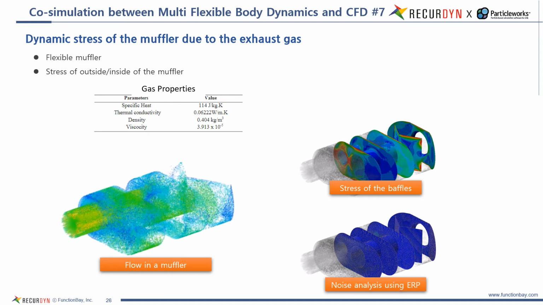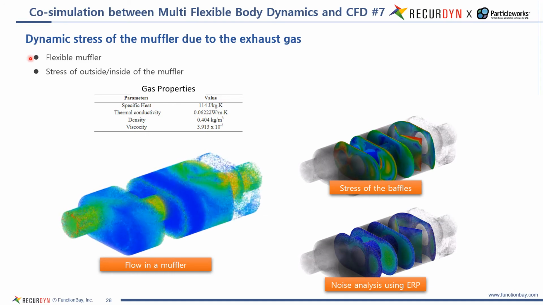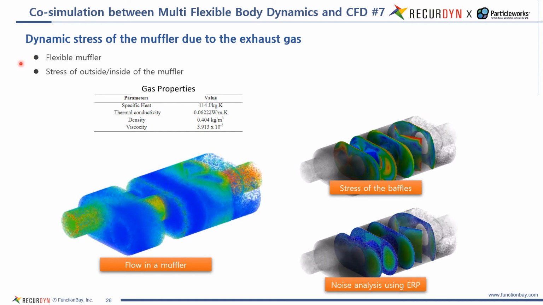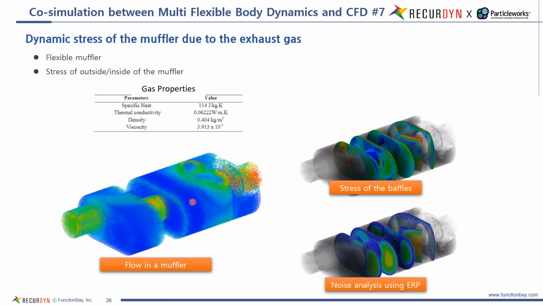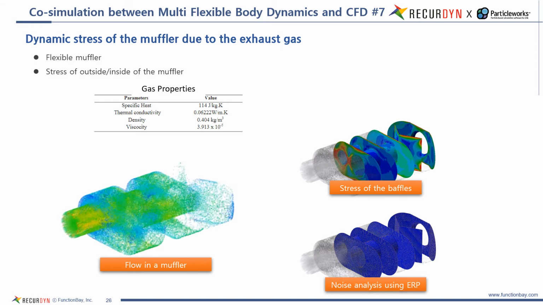The final case shows the dynamic characteristics of the muffler according to the gas injection into an exhaust system. The muffler is composed of flexible bodies, and it is possible to confirm the internal-external stress distribution of the muffler when exhaust is injected. You can also check the stress distribution of the internal baffle, and based on this, even analyze the noise source.